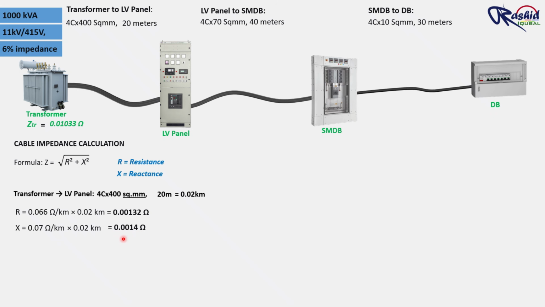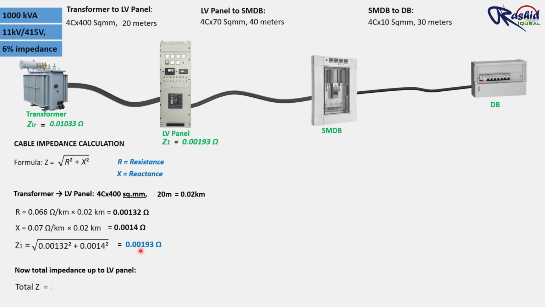Now let me put this resistance and reactance value in the above formula. Z1 equal to root under 0.00132 square plus 0.0014 square. When we do that, we get approximately 0.00193 ohms. This is the cable impedance at LV panel side. Now we need to add cable impedance to the transformer impedance. Previously we calculated transformer impedance as 0.0103 ohms. You can see here, this is transformer impedance 0.0103, and the cable impedance we just calculated is 0.00193 ohms.